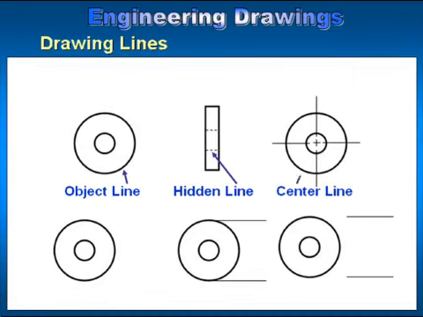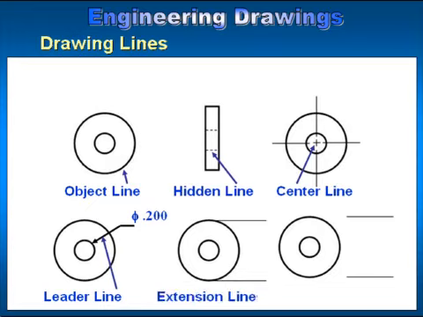Next is the center line. The center line consists of long and short dashes and is used to show the geometrical center of an object. Next is a leader line, which is a medium to solid arrow. It's used to point or lead the reader from a dimension or a note to the feature or surface where the dimension or note applies.